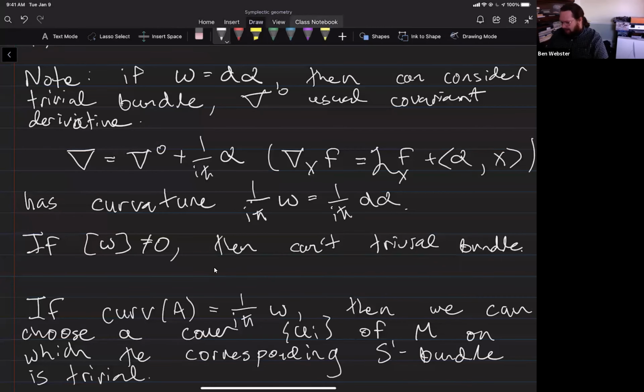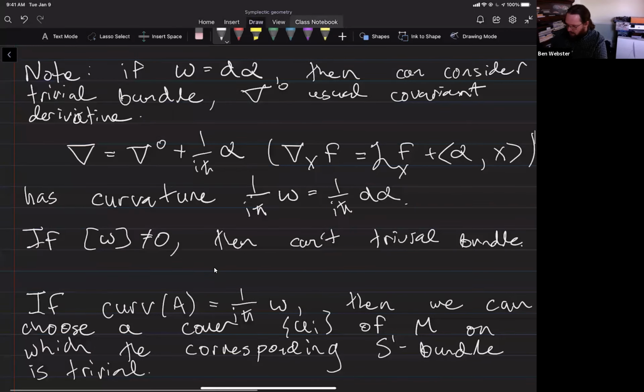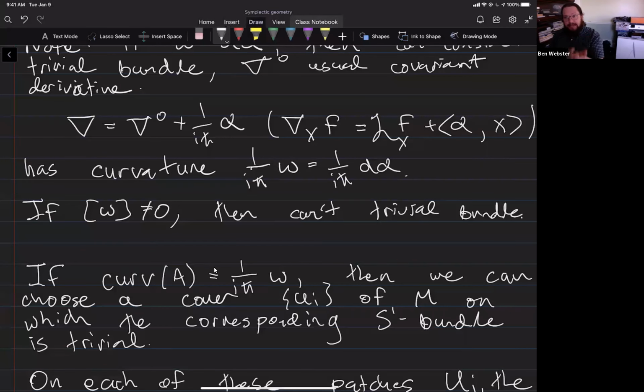But there's a cool theory, often called Chern theory, that actually tells us, given the symplectic form, looking at its de Rham cohomology class tells us how to construct a bundle that has a connection with that curvature. So one way to think about this is, let's say I did have a connection with the right curvature. I could choose a fine enough cover of my manifold such that the corresponding S1 bundle on each bit of the cover is trivial.